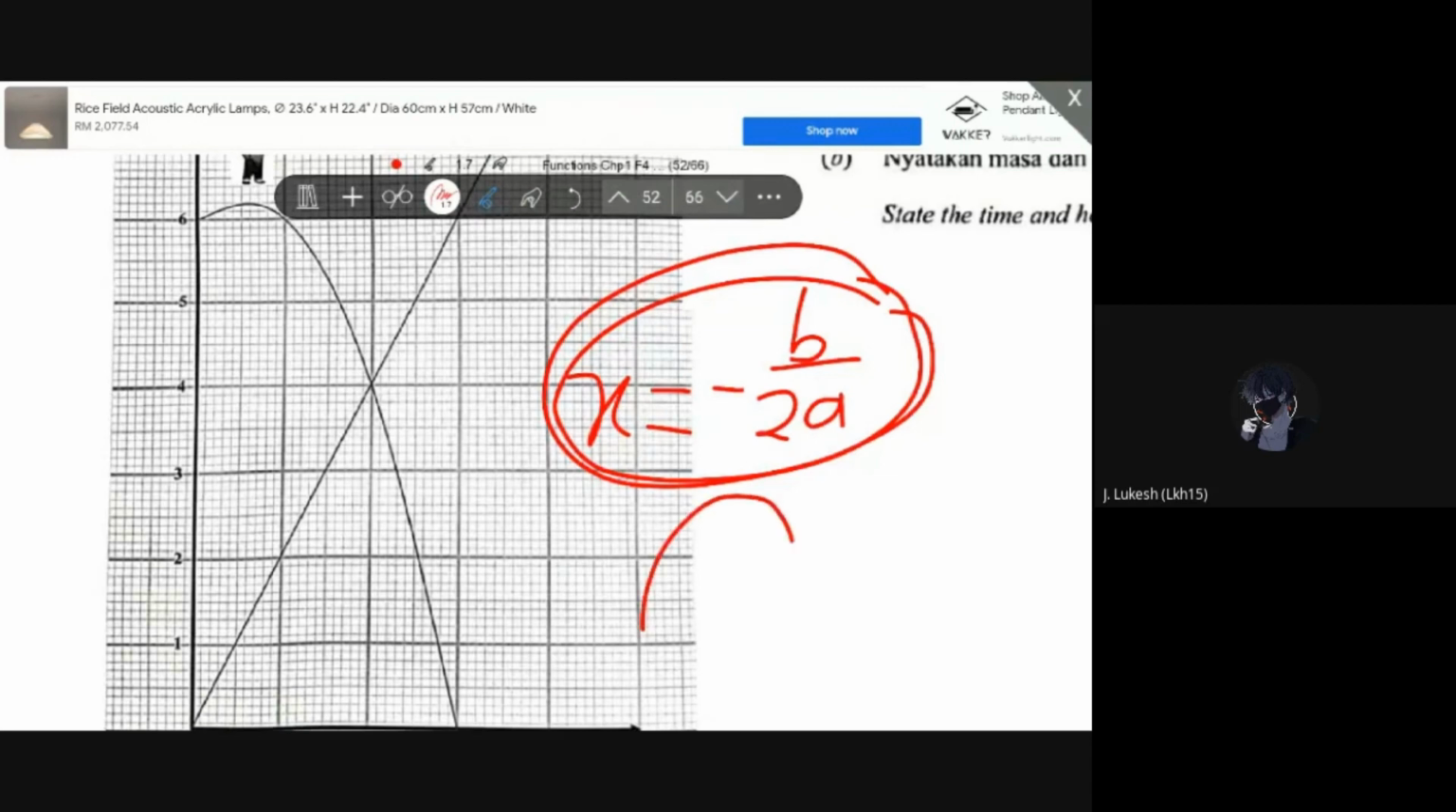Another, easier way: let me give a random example here. This is number one, this is five. Can anyone tell me what is the equation of the axis of symmetry for this? Can anyone type it?